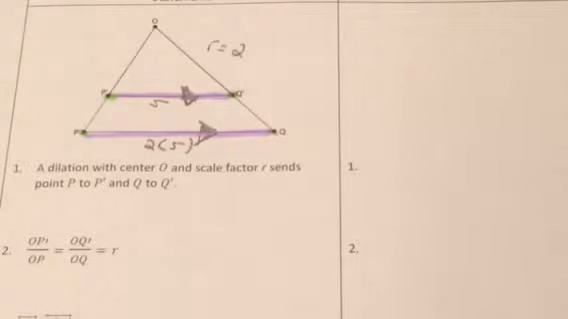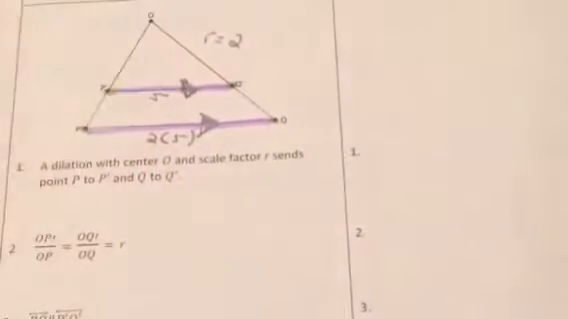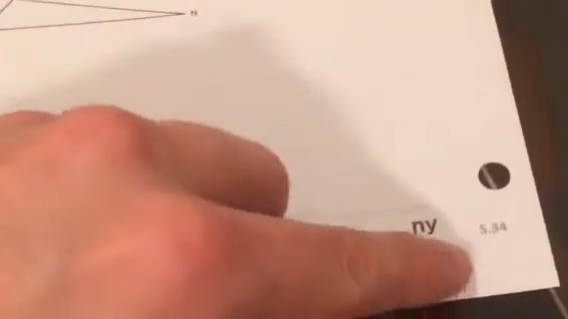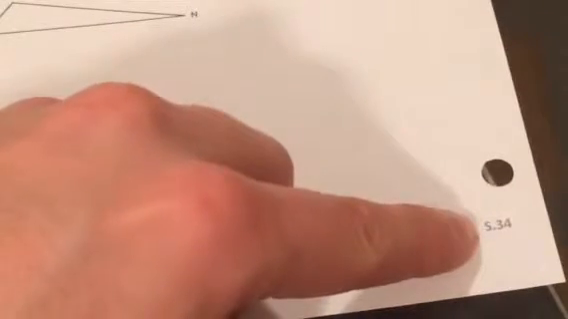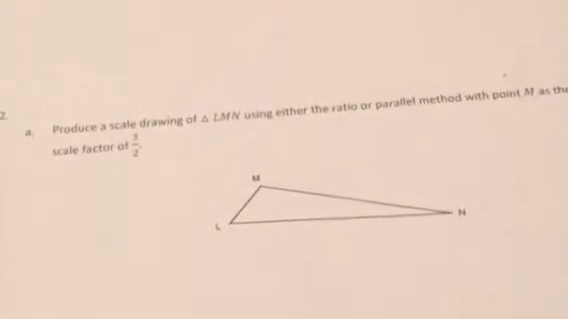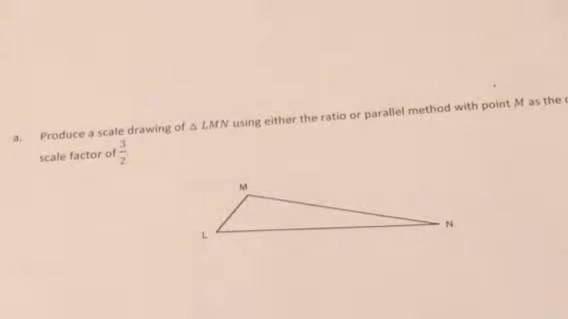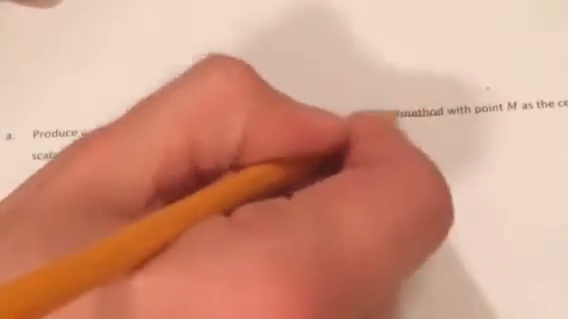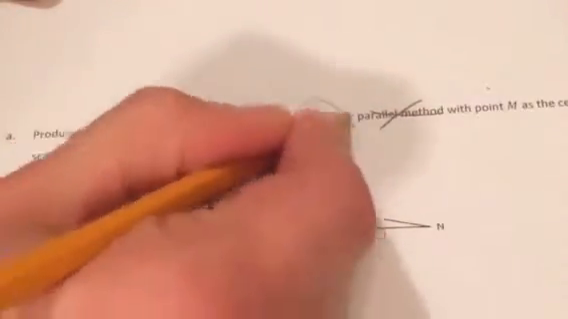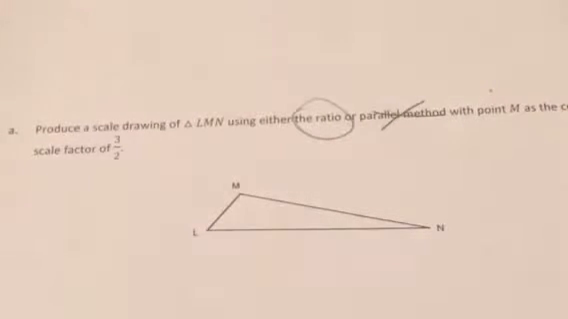So let's work on a practice problem. So I'm going to grab the sheet of paper and we're going to do exercise number 2. So we are on page, watch my finger, 34. All right. So we're going to try number 2. It's asking us to produce a scale drawing using either the ratio or parallel method. So we did not learn the parallel method, so don't worry about that. What we learned was the ratio. All right, that's what we learned.